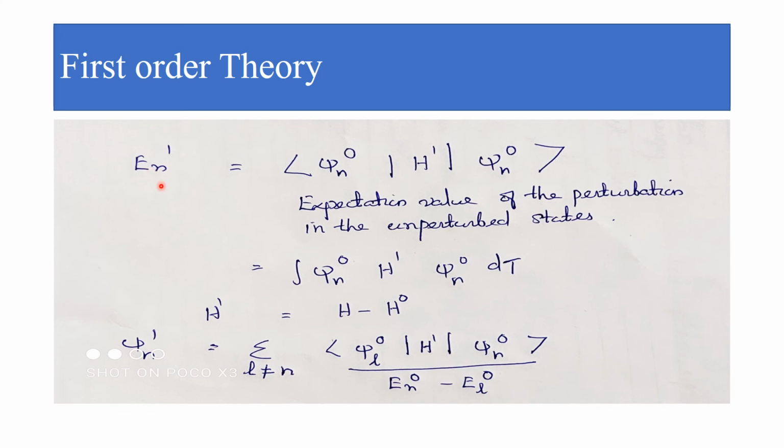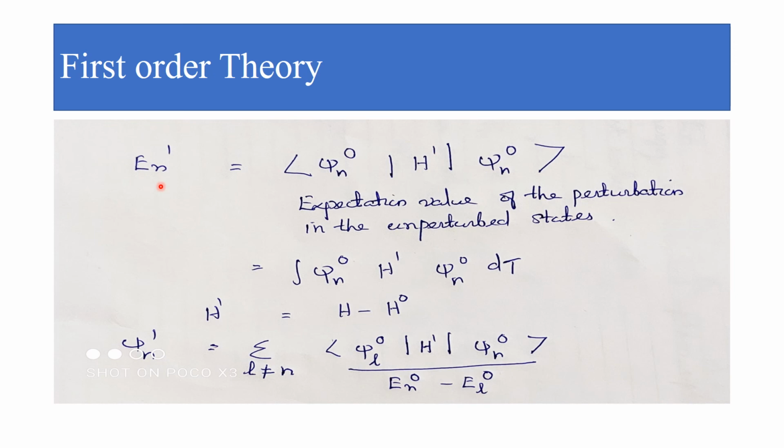The Schrödinger equation for the unperturbed system is H0 psi n^0 equals En^0 psi n^0. And for the perturbed system, the equation is H psi n equal to En psi n. The value of H is equal to H0 plus lambda H1, that is, when the perturbation is small.